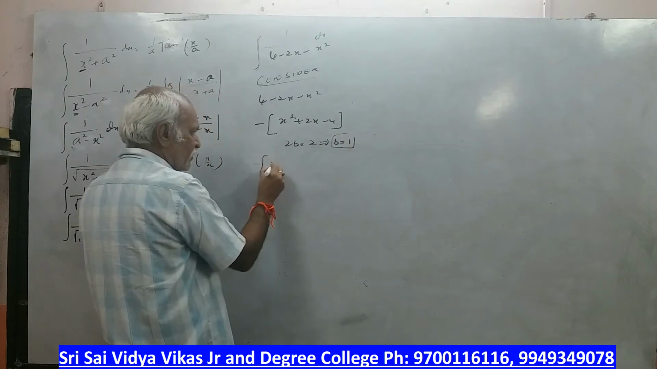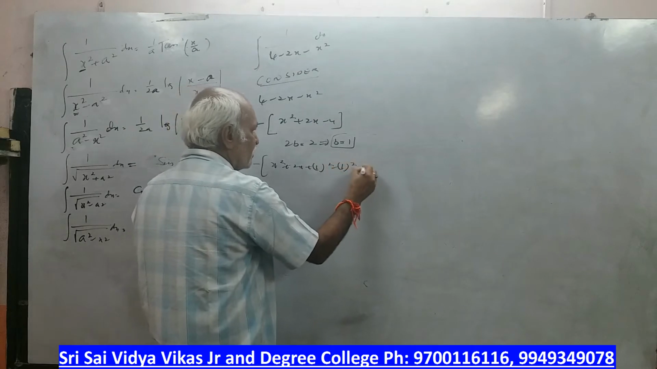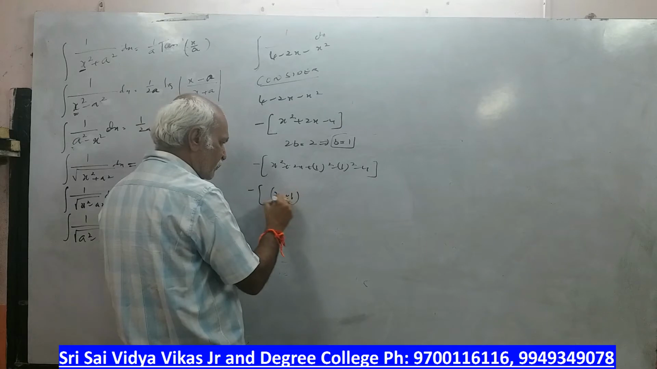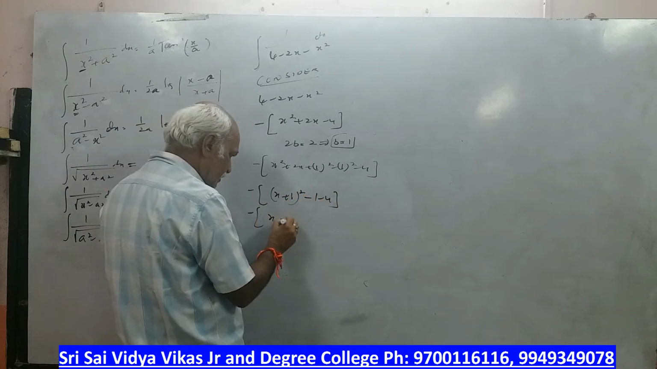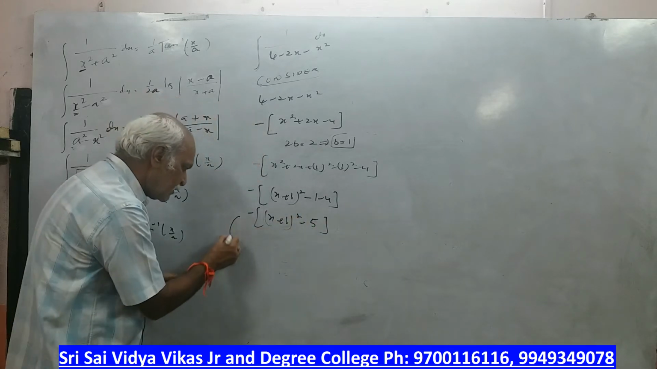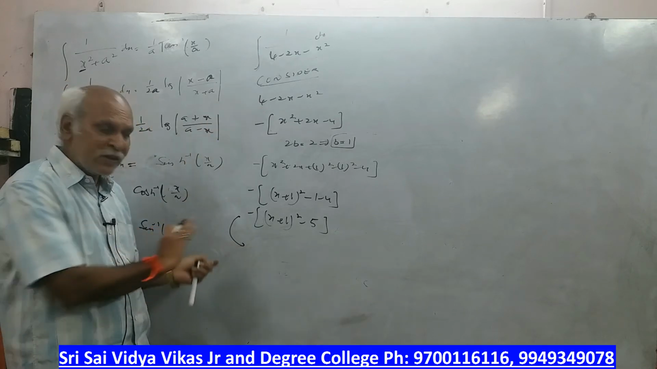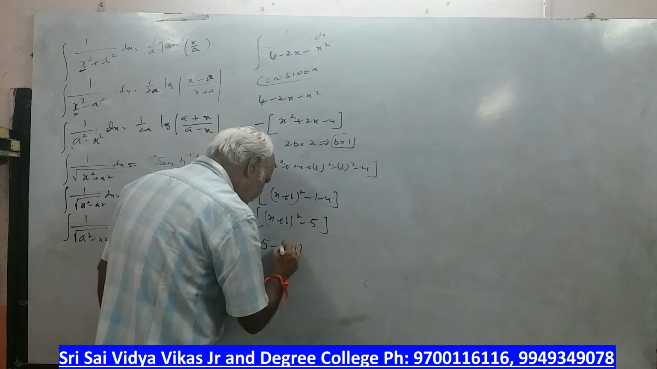So minus of (x + 1)² − 1² − 4. So minus of (x + 1)² − 1 − 4, minus of minus 5. Now bring the minus sign inside. I'm putting an arrow here. We have taken the minus sign, again we bring it back. Never keep minus outside, sir. So this becomes 5 − (x + 1)².